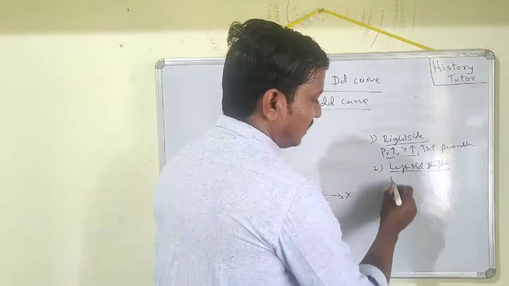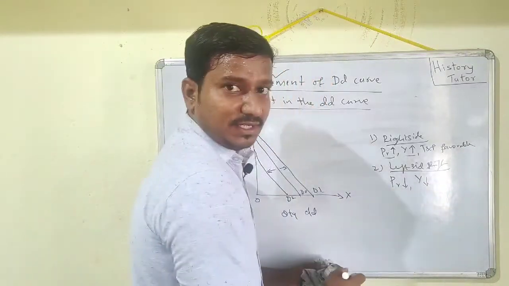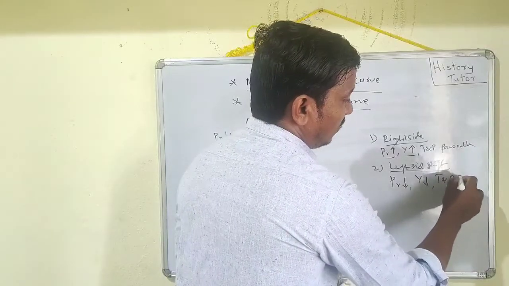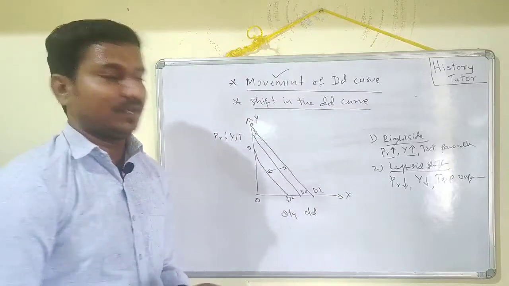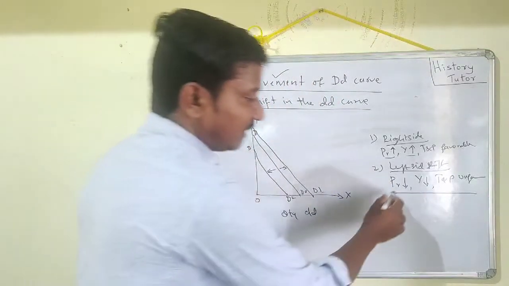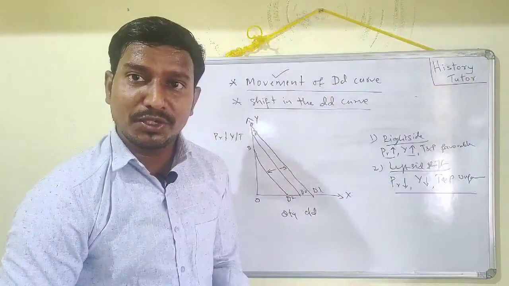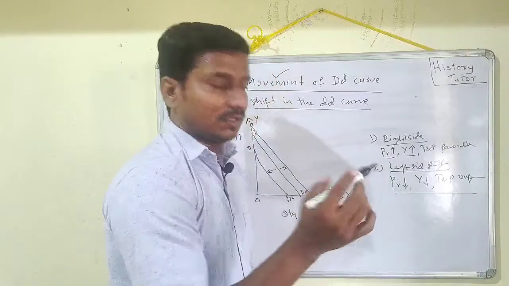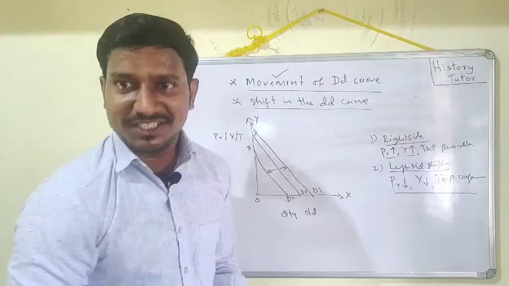What does it mean? The price of the related product is decreasing, the income of the consumer is also decreasing, and at the same time taste and preference are also unfavorable. So due to this reason the demand curve shifts to the left side. What is that? If the price of the related product decreases, the demand for the alternative product also decreases. Why? Because when the price of the related product decreases, the demand for the other commodity increases.